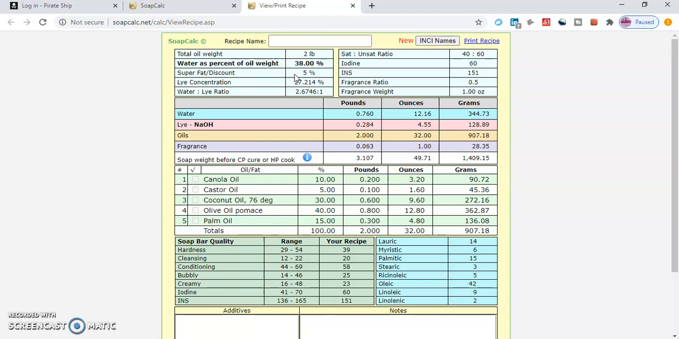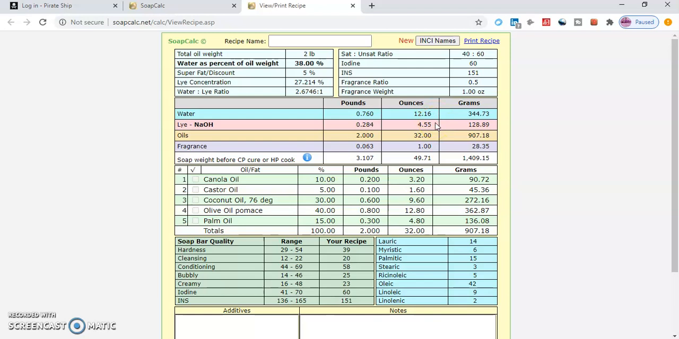We have a superfat of 5%. And at 38%, it's telling us that our lye concentration is about 27.214%. Looking down here at our water to lye ratio, we have about 2.67 parts water to 1 part lye. This is very important in this recipe, because on this 2 pound full water recipe, we need 12.16 ounces of water in order to ensure that everything saponifies precisely as the soap calculator suggests.